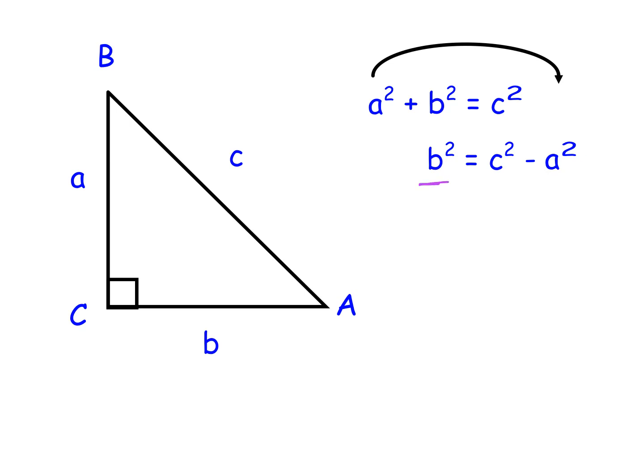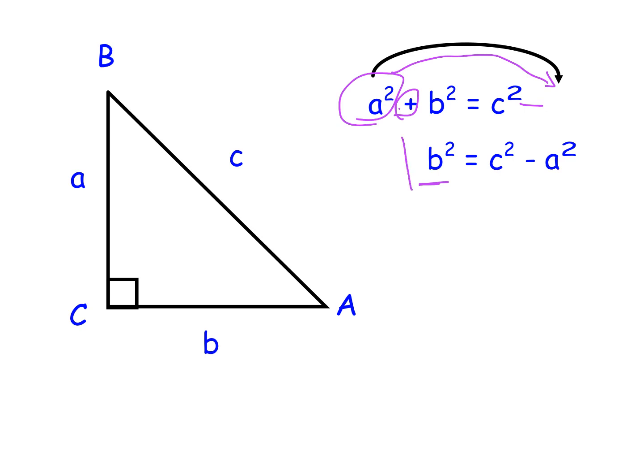In this case it's B. It could have also been A. Whichever one we're trying to find, we're going to keep on the left, and then we're going to take the other side and we're going to move that over to the right side of the equation. And when something moves from one side of the equation to another, it changes operations. So instead of being added on this side, it's going to be subtracted on this side.